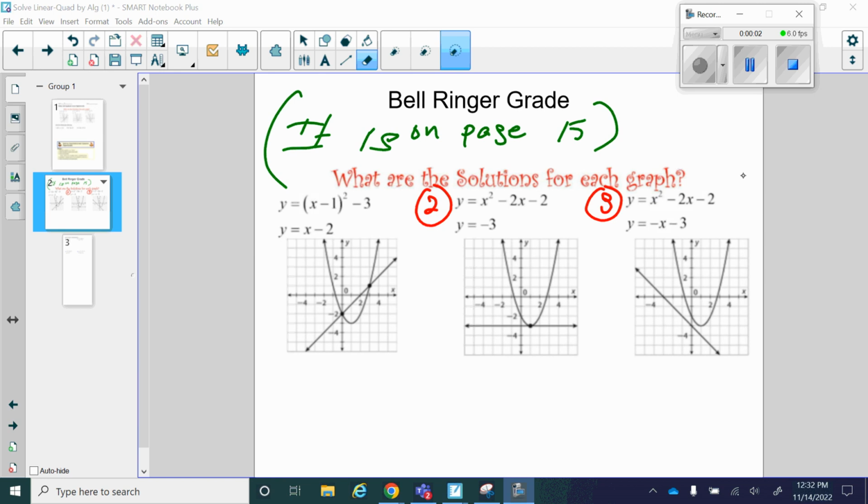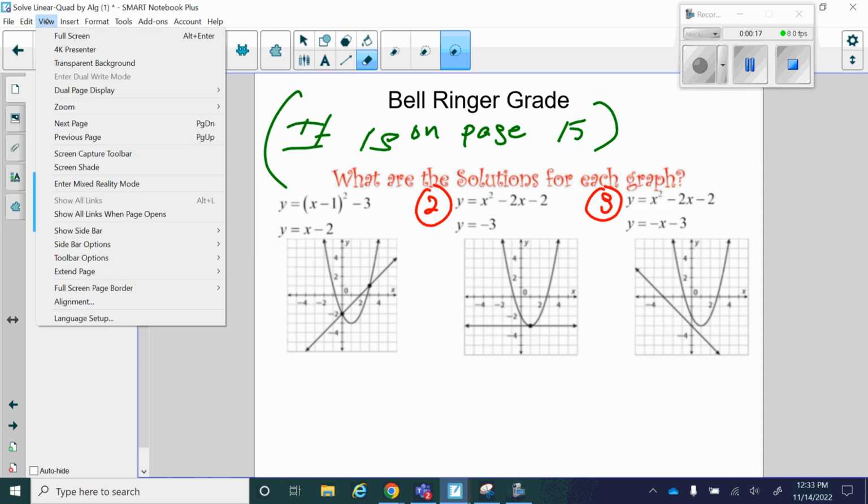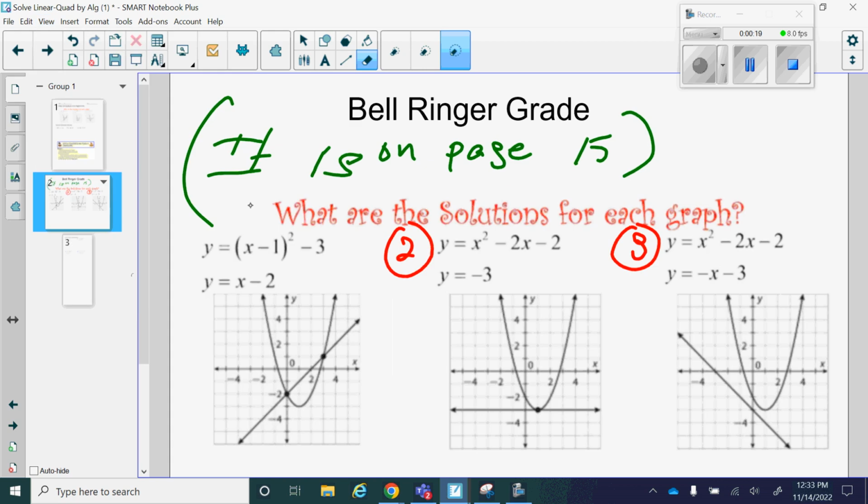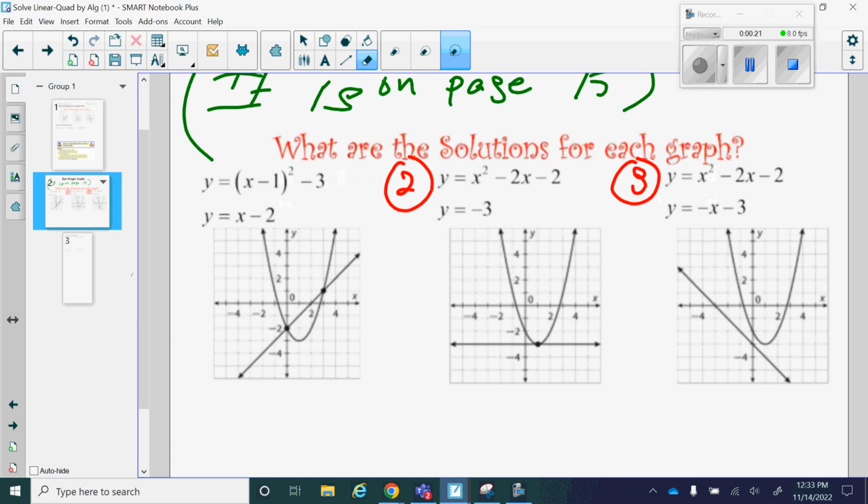All right, class, this is the Bell Linear for this morning. It asks to find the solutions for each graph. And again, the solution for the graphs are the intersections where the linear line crosses the parabola. So real quick, these are my solutions right there.